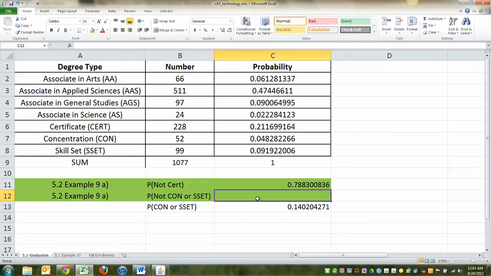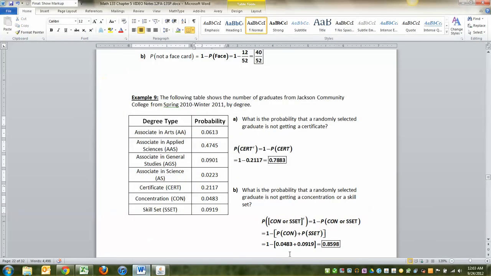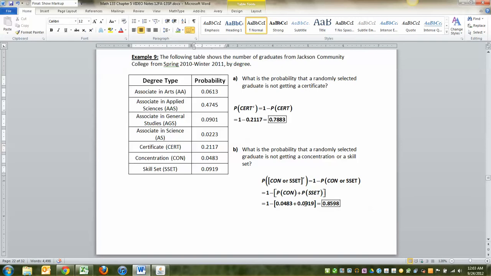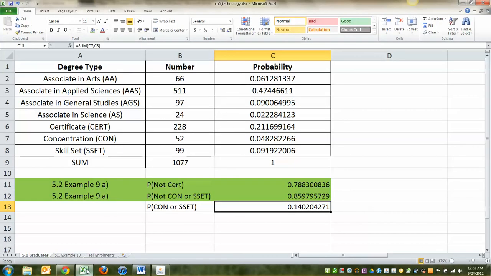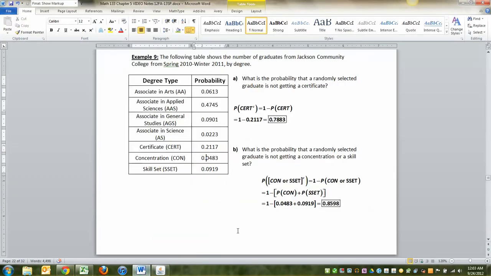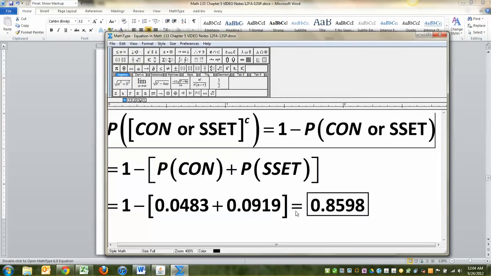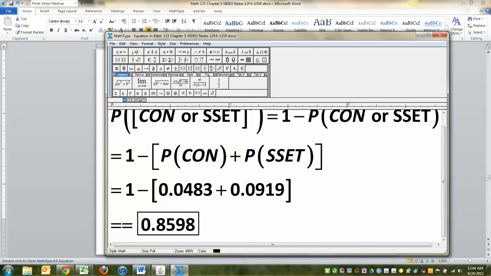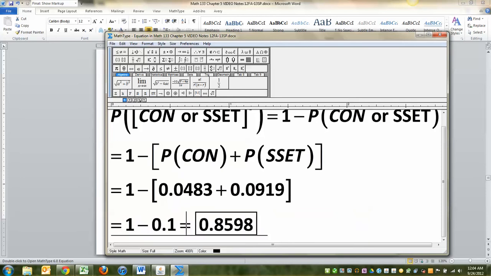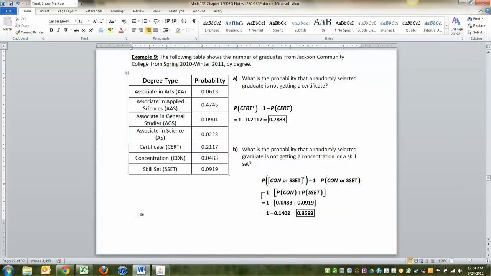So not getting one of those is equal to 1 minus what we just found, right? And I think I did this wrong actually when I typed it. Yes, I did, right? So I said, oh no, I guess I didn't. Concentration or skill set right there. So then I added them up, 0.0483, 0.0919, and that gives us this value right here we found, 0.1402, and then you take it away from 1. Matter of fact, I'll even put that in there. Equals 1 minus 0.1402, which gives us a grand total of 0.8598. Done with that one.